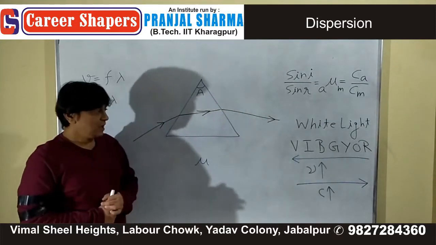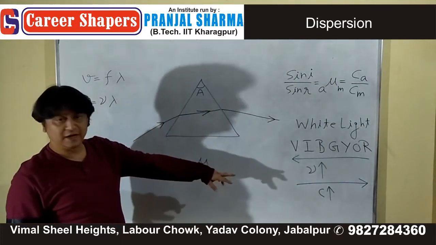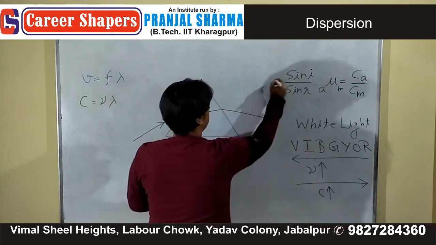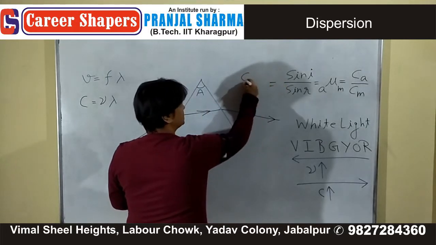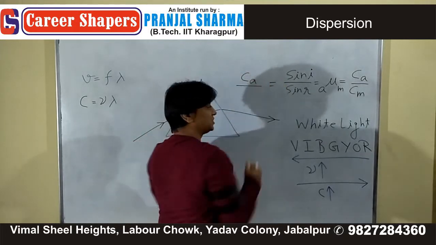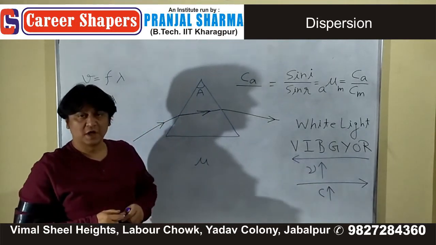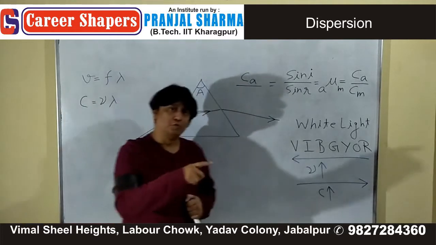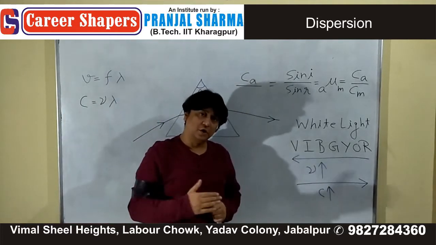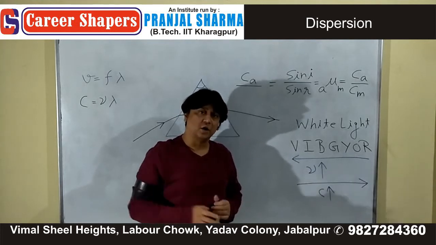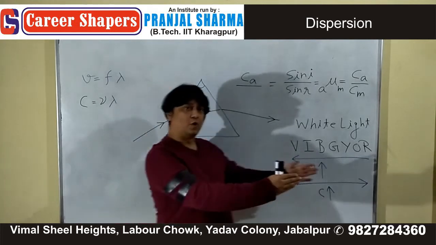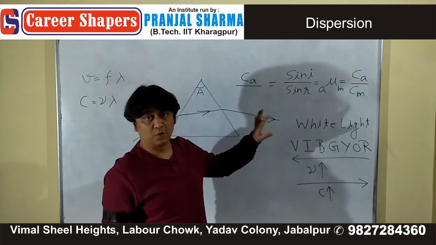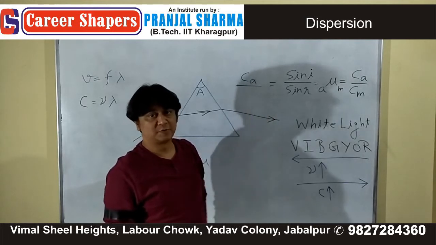Now, once you define your C in this form, you can see that the numerator is the speed of light in air, which is the same for all the colors. Air means vacuum. If you are in vacuum, if in that room nobody is there, then all these colors do not interact at all, and therefore they all travel with the same speed. In vacuum, all the colors travel with the same speed.